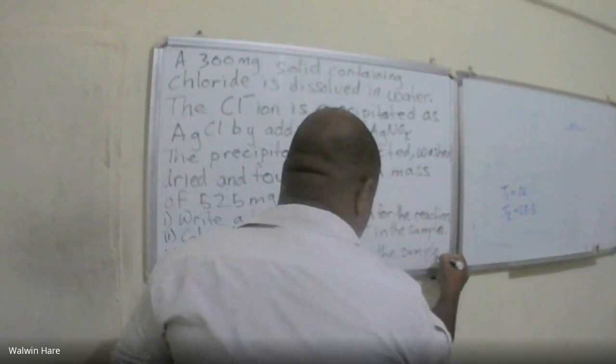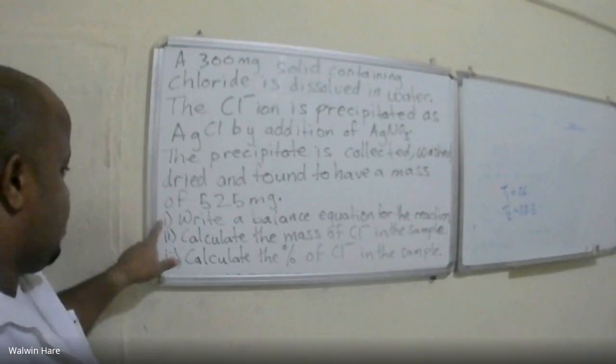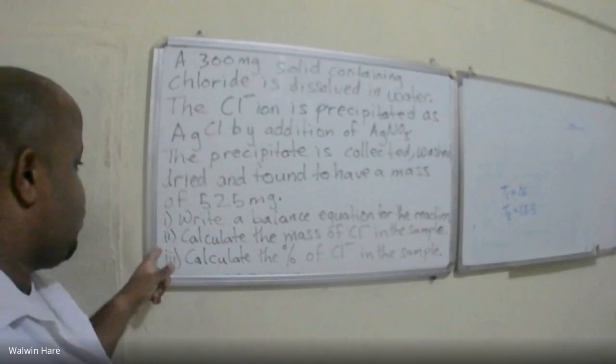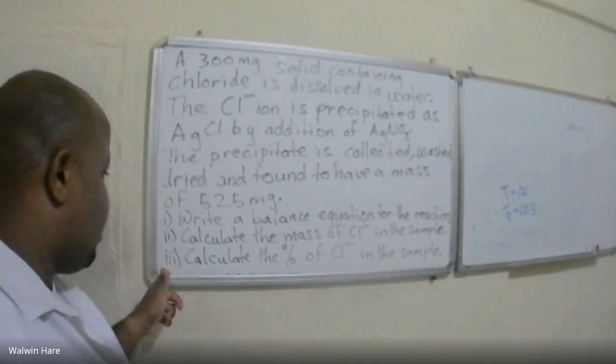In case you can't see the questions down here too well, the first question, write a balanced equation for the reaction. Two, calculate the mass of chloride ions in the sample. And three, calculate the percentage of chloride ion in this sample.